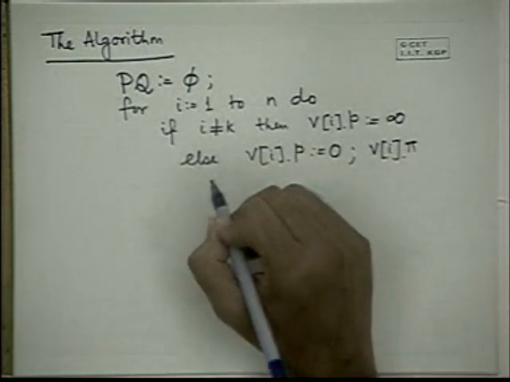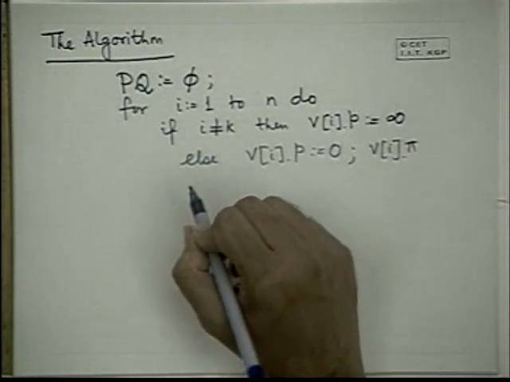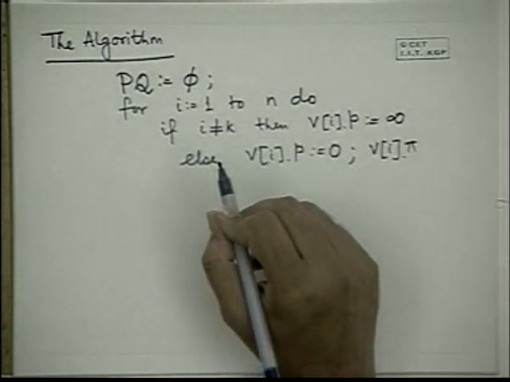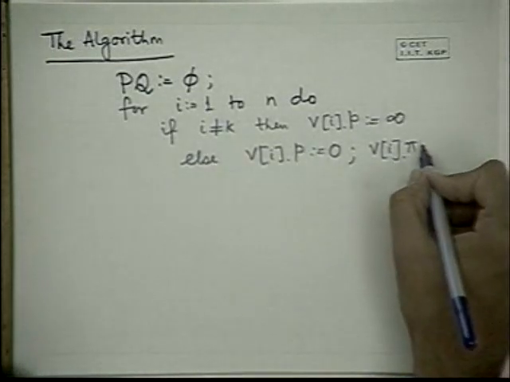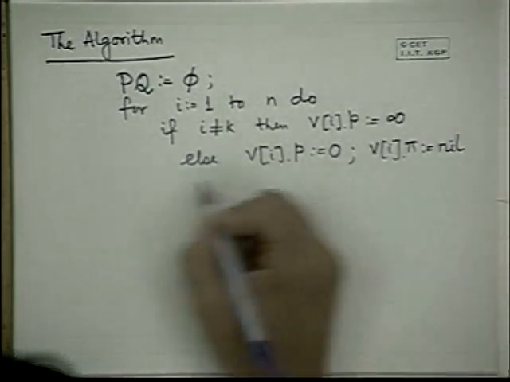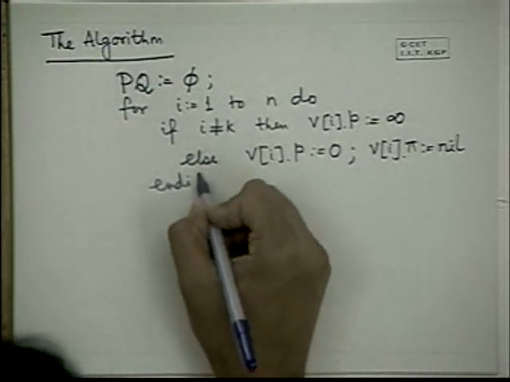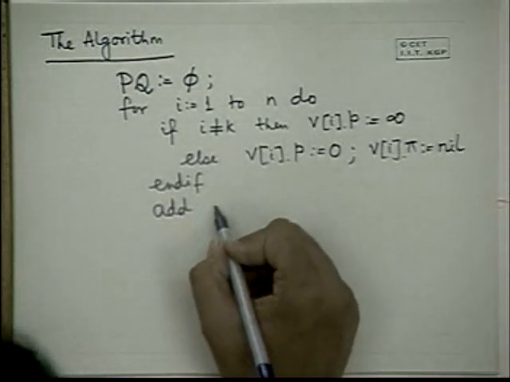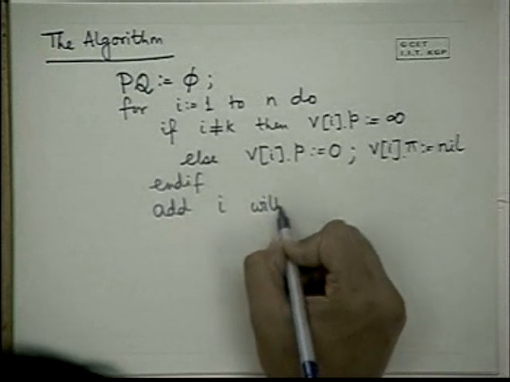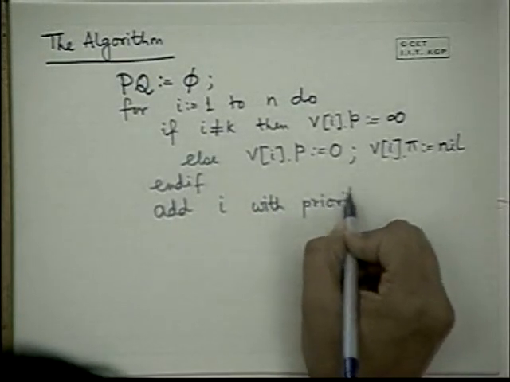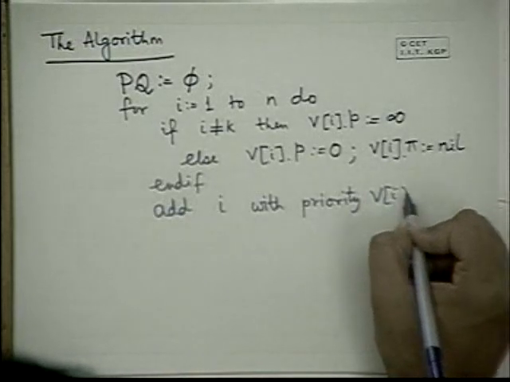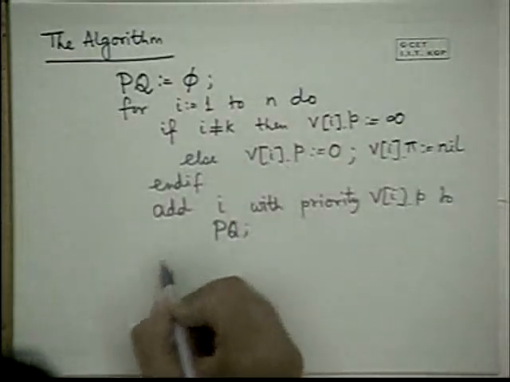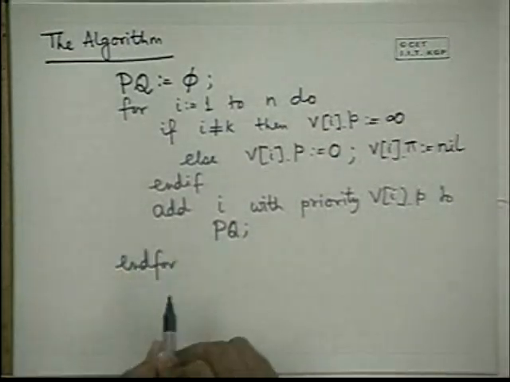Again we will maintain the path. The pi field will give you through which edge that particular vertex has been reached, so that you can reconstruct the tree. Vi dot pi is equal to nil, and that is end if, and then add I with priority Vi dot p to the priority queue PQ, and this is end for. So this is our initialization.